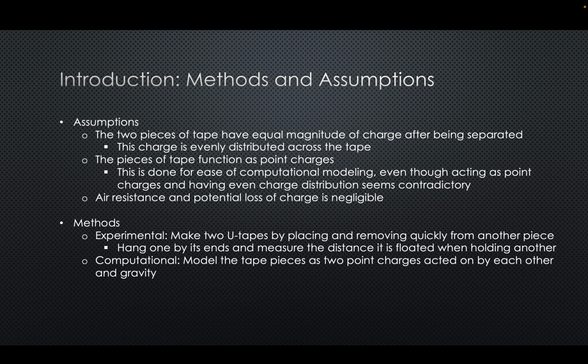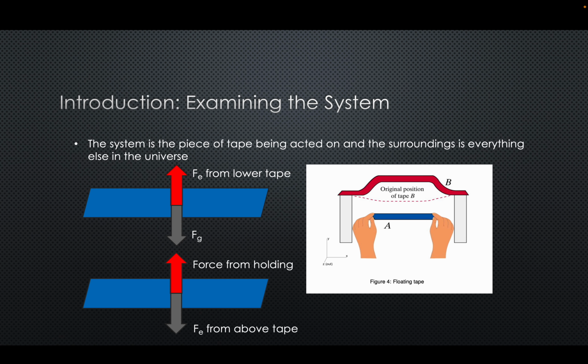Experimental methods involve making two U-tapes by placing and quickly removing pieces of tape from one another to cause an exchange of electrons. And then computational methods involve making a script to model the pieces of tape while also coming up with the necessary calculations. Here you can see a basic diagram of the system, with the top tape being repelled by the bottom tape while also pulled down by the force of gravity, equal in magnitude but opposite in direction, which caused the top piece of tape to float. And the bottom piece of tape also had a zero net force, which is why it was not moving.